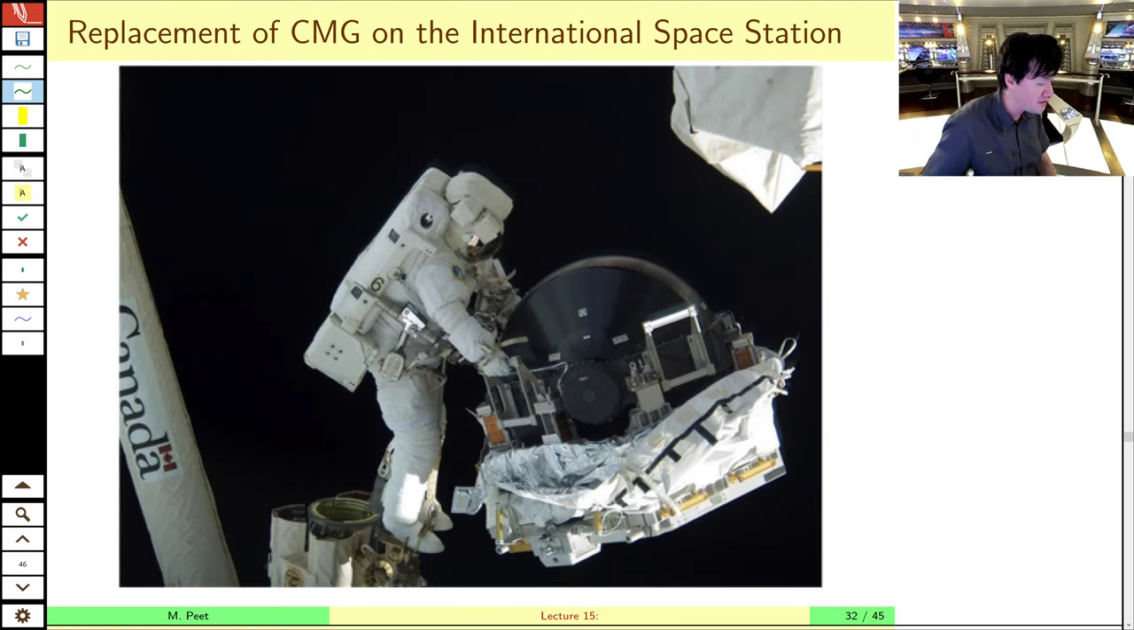Yeah. And you can see the size of these things. There's an astronaut moving one around. There's no MMU. He's attached through the robot arm here, I think.